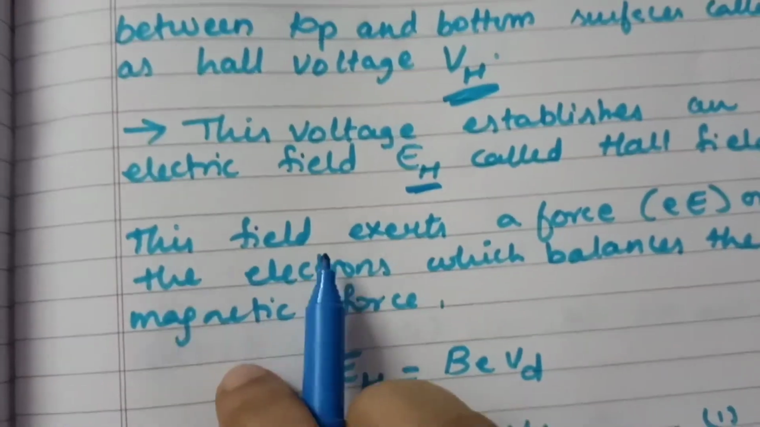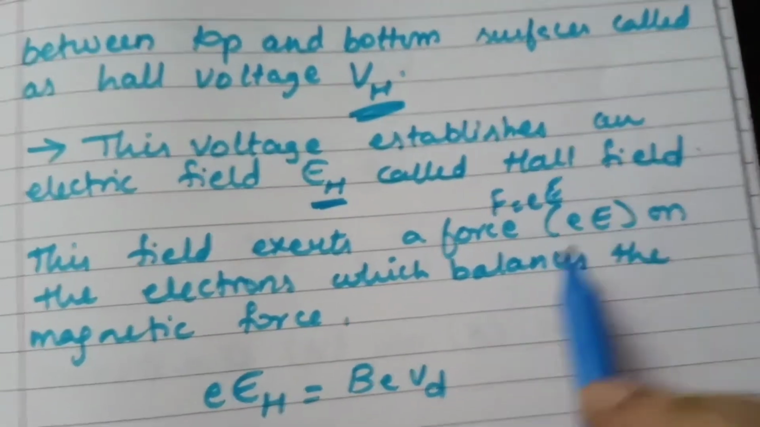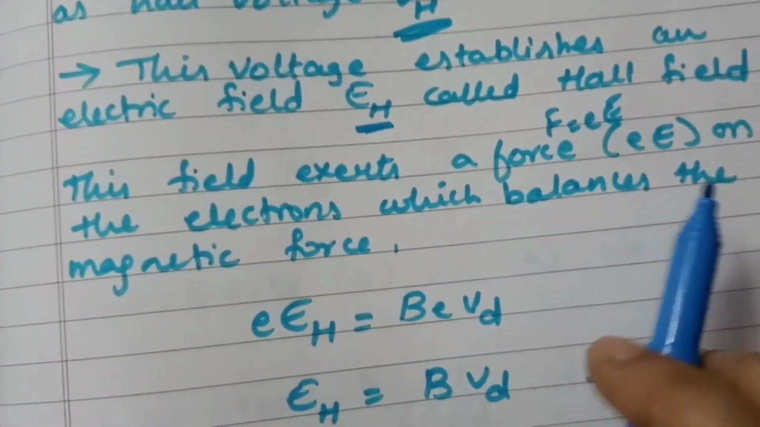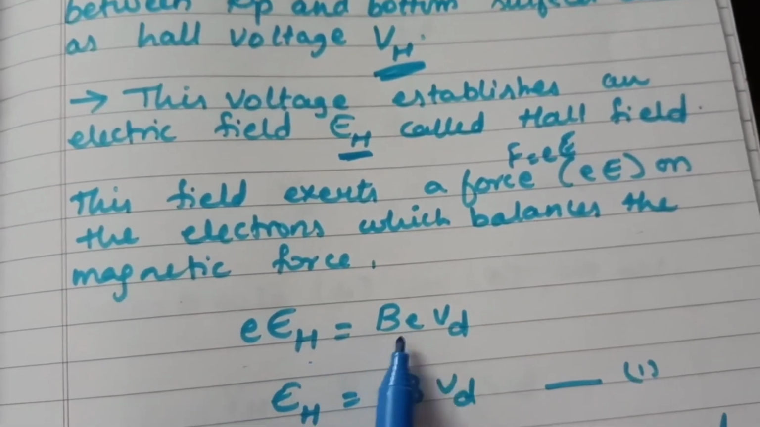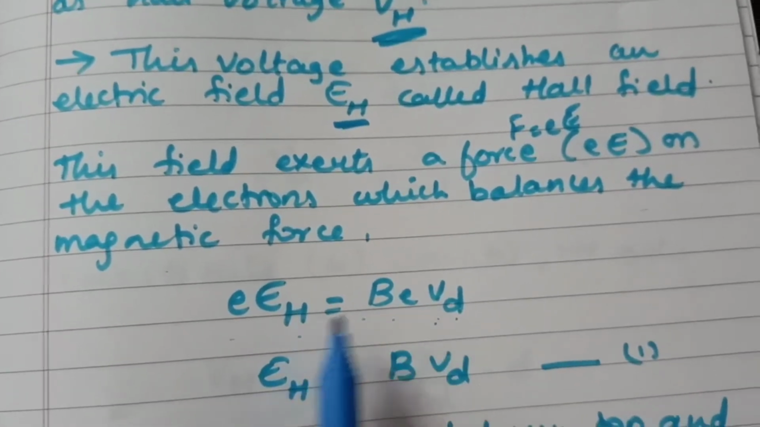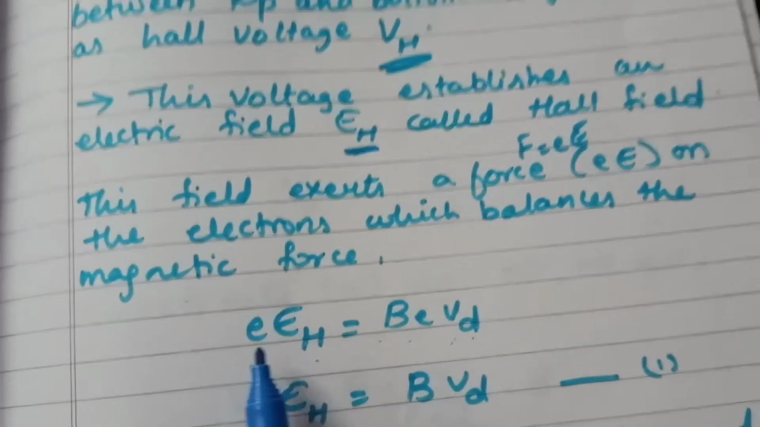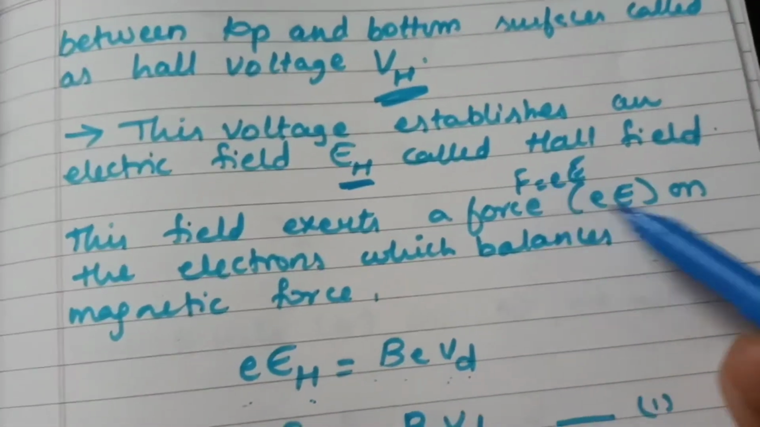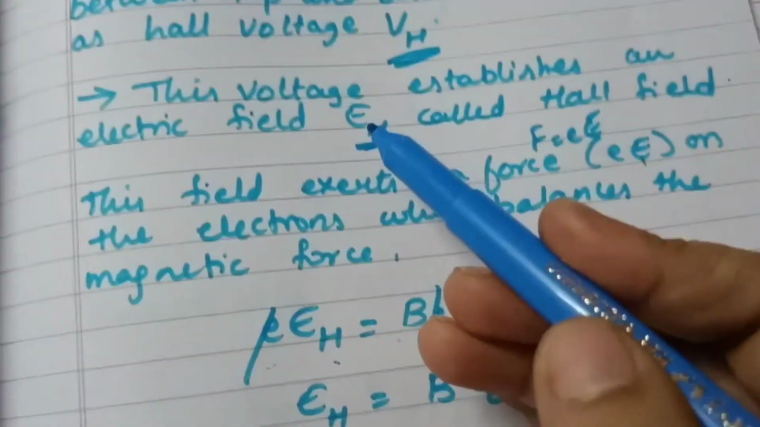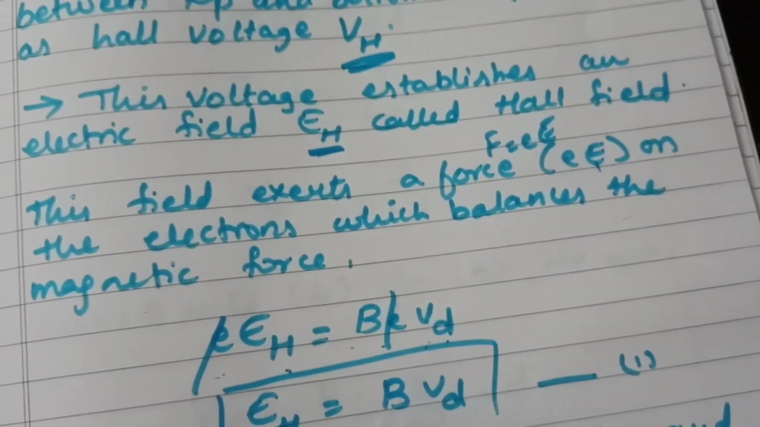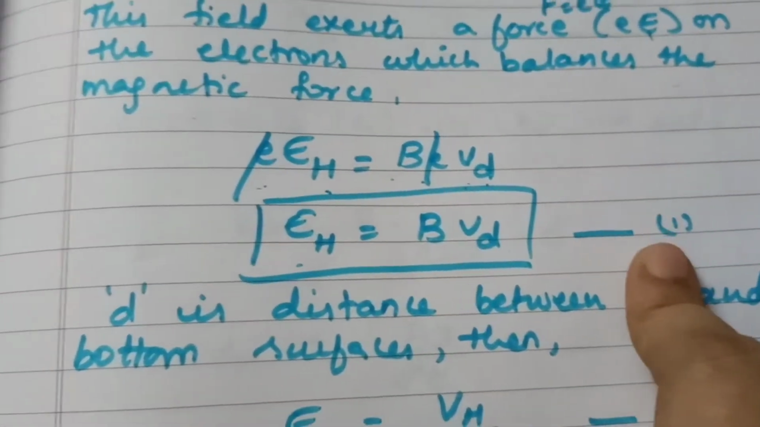This field exerts a force. The formula for that force is e times E, on the electrons, which balances the magnetic force. So eEH is equal to B e Vd, which we got in the previous one, the Lorentz force. So that force is eEH. From this, e will be cancelled. So EH, that is called the Hall field, is equal to B into Vd. Consider this as first equation.